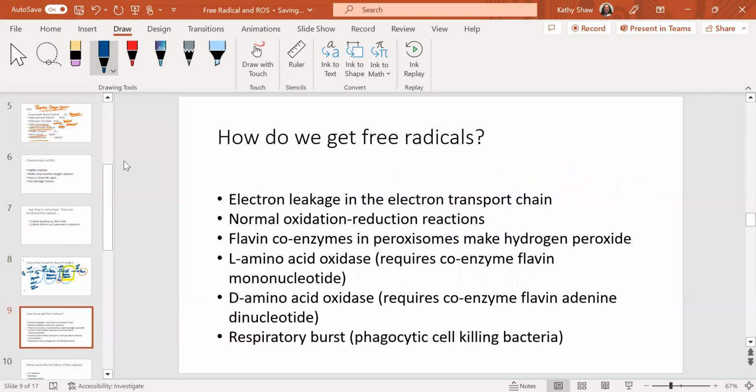Okay, so there are a number of ways that we get these free radicals. Electron leakage from the electron transport chain, we're going to look at that next trimester when we do electron transport. Regular redox reactions, regular oxidation-reduction reactions. A few other ways involve oxidases, coenzymes, things like that, that we're probably not going to get to. You'll probably hit those in nutrition. Finally, a respiratory burst we will get to. Basically, we're going through these steps, these reactions, to kill bacteria or other invaders in the cell. So we'll talk about that.